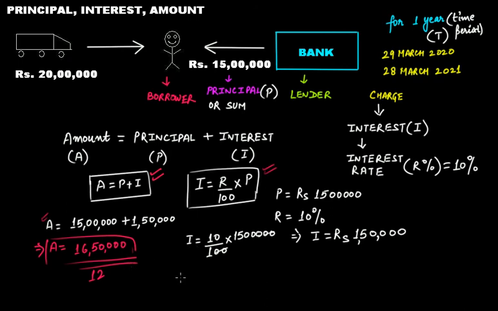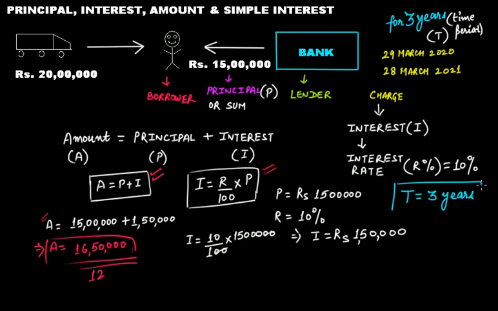Now, let's move to another point, that is simple interest. Let's say that you have borrowed this amount from the bank, that is 15 lakh, not for 1 year, but for 3 years. In this case, the time period T is now 3 years.